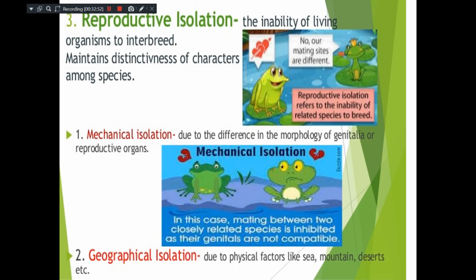Or sometimes it can be geographical isolation due to physical factors. Two populations, in between there is a vast expanse of sea, very high mountain altitudes, or deserts, which these organisms cannot cross over. Geographically, they are separated now. Though they can mate, though they can interbreed, it is prevented because they are found in two different geographical locations.